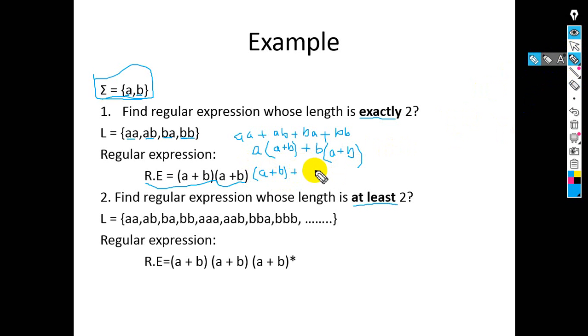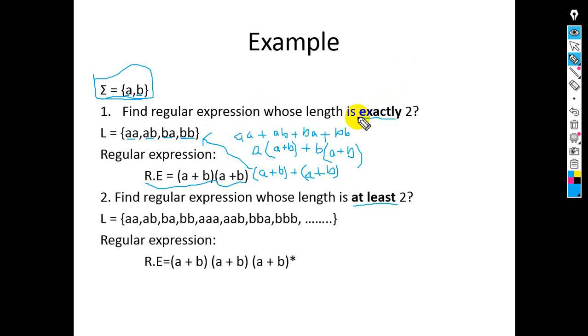So here, when I take it as common, a will remain plus b will remain. So what does it mean? It means that this is the regular expression for this statement. When you multiply these two, it will give you the same result which is in this set. So this was the regular expression for this language.